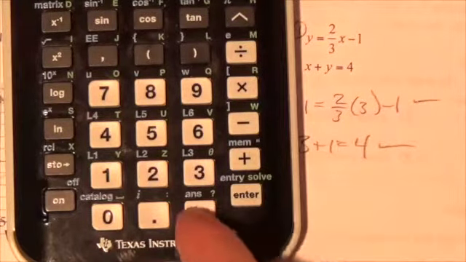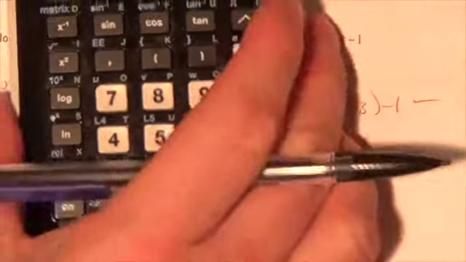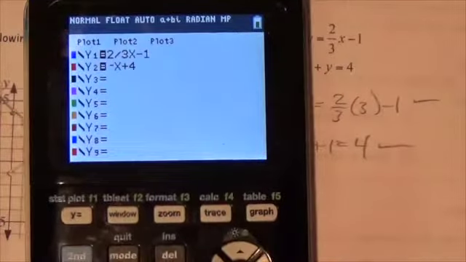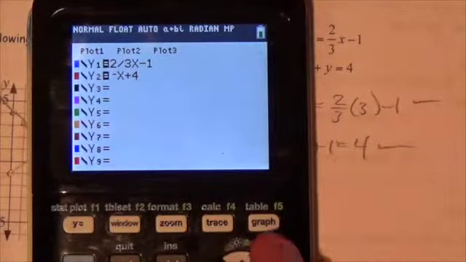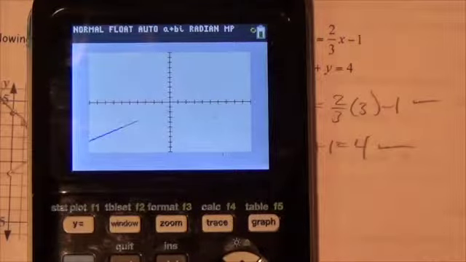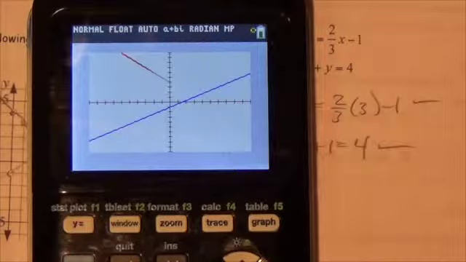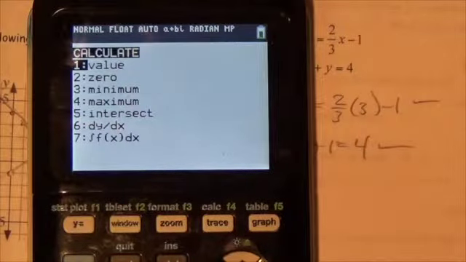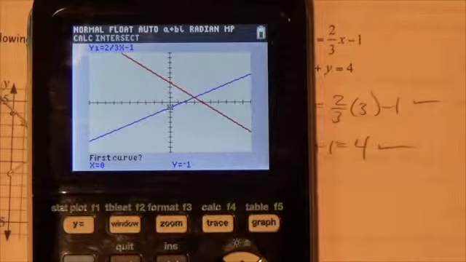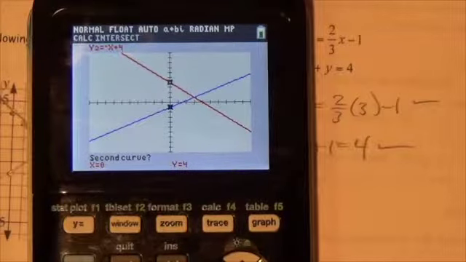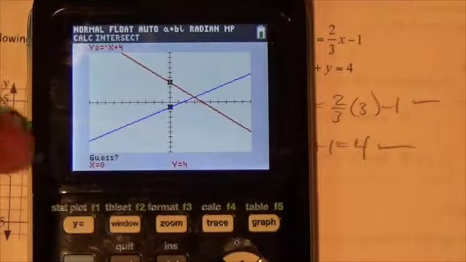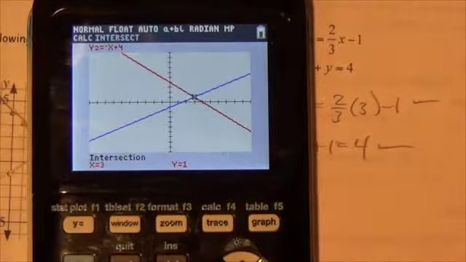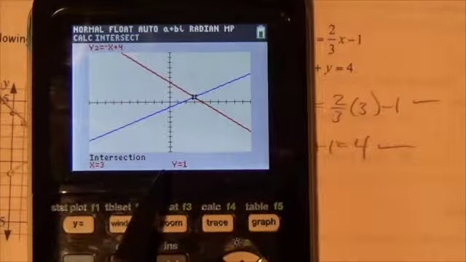And if you make a mistake, if you put subtraction here, you'll get this syntax error, and man, is it ever hard to see that. Anyway, so there we go. Just press graph. My window settings don't need to change here. There we go. And so now, second trace. I choose number 5, intersect. Am I on the first curve? Yep. Did I jump to the second curve? Yep. Can I guess? Yeah. Guess whatever you want. And there it is, the point (3, 1).